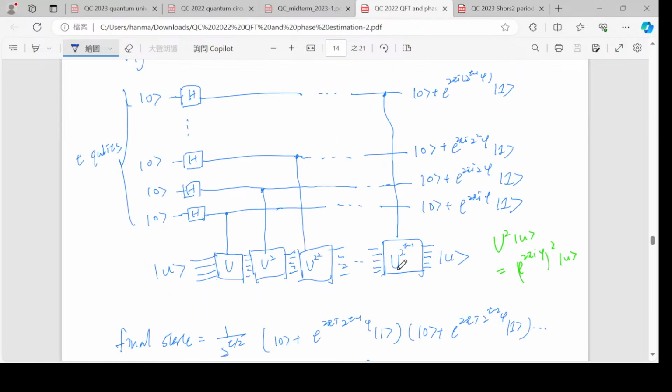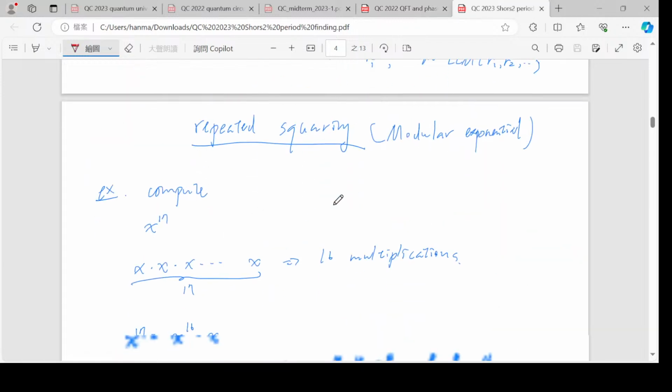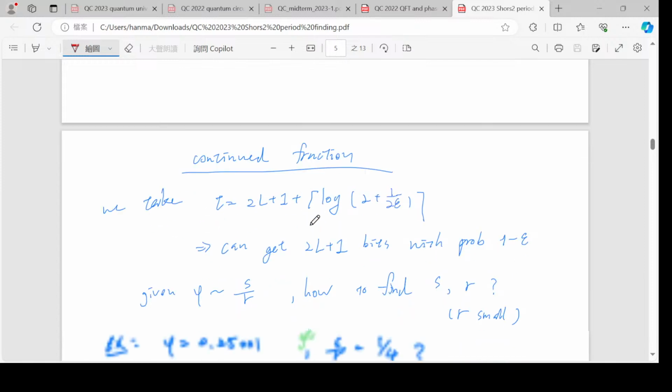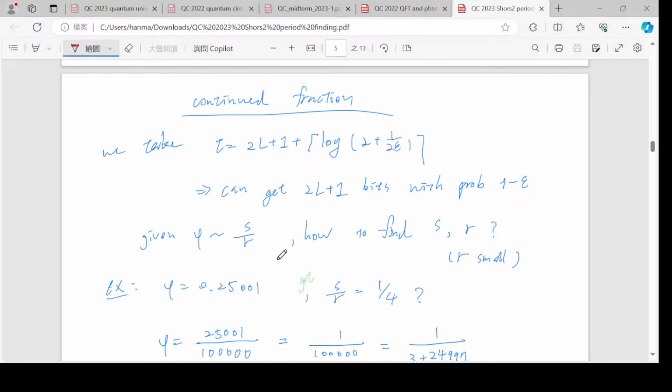And so that's one problem solved. We can do the u to the 2 to the t minus 1 pretty efficiently with order t operations, because it is multiplication, so we can do repeated squaring. And then the next one is the continued fraction algorithm. Let us get a pretty good fractional number. We don't have a detailed proof, but we'll see an example.